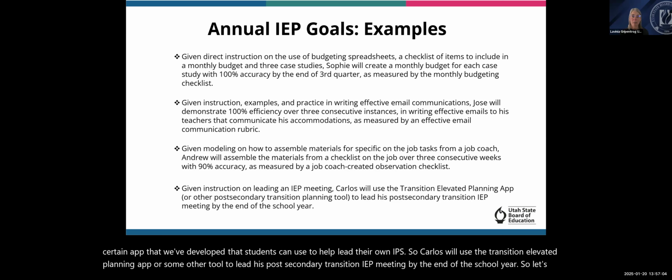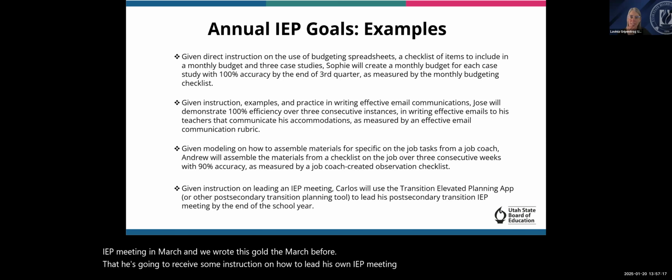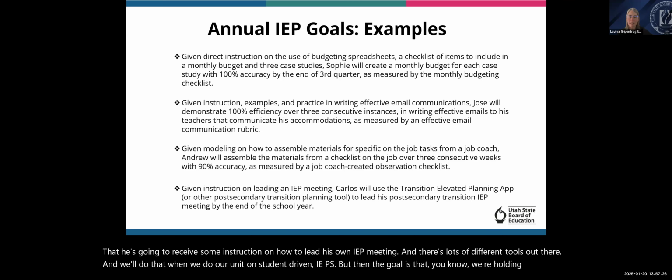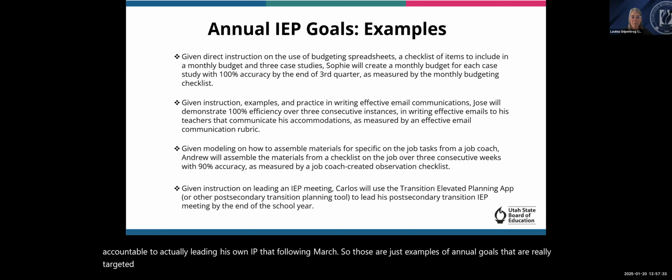So let's say he's got an IEP meeting in March, and we wrote this goal the March before, that he's going to receive some instruction on how to lead his own IEP meeting. And there's lots of different tools out there. And we'll do that when we do our unit on student-driven IEPs. But then the goal is that we're holding him accountable to actually leading his own IEP that following March. So those are just examples of annual goals that are really targeted to a transition service need, students' needs.